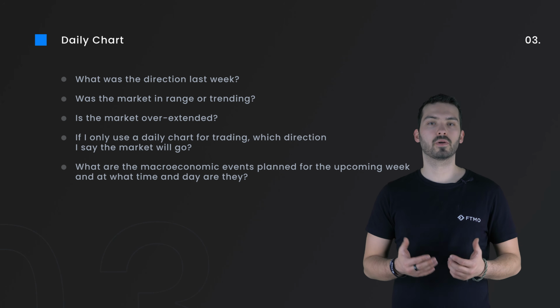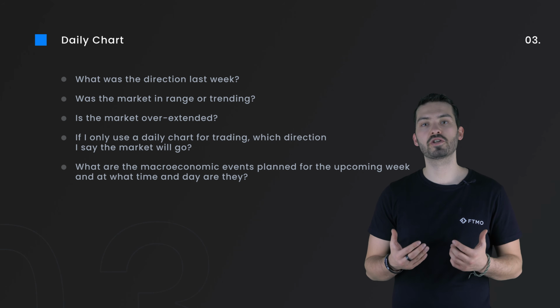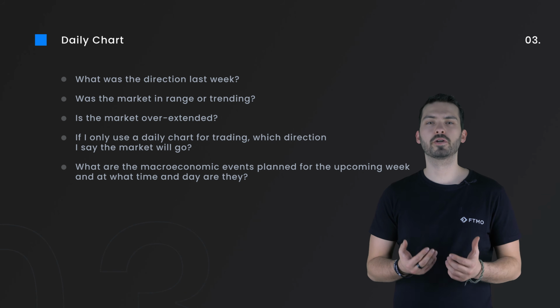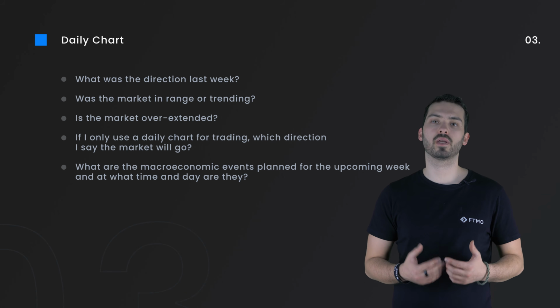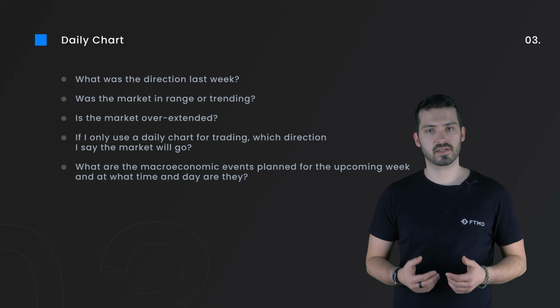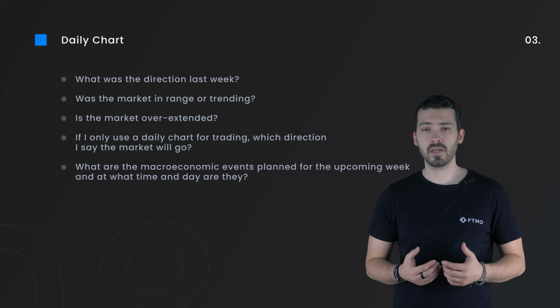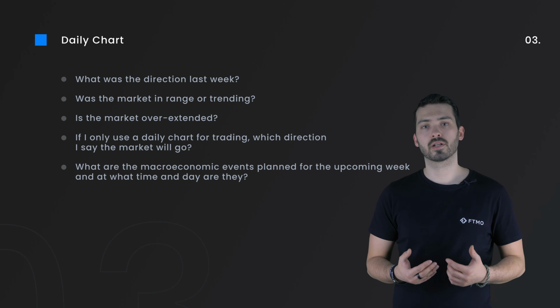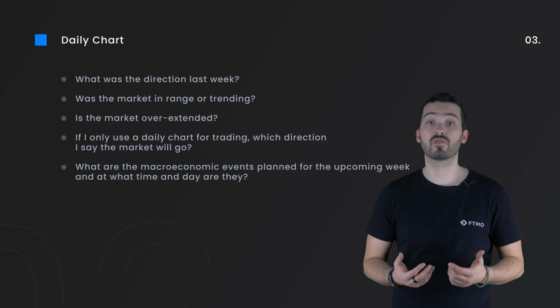Daily chart. Looking at the daily chart gives us a more detailed look at the actions of previous days. We are going to examine the past trading week and ask questions such as: what was the direction last week? Was the market in range or trending? Should I look for a trend continuation or a mean reversion?